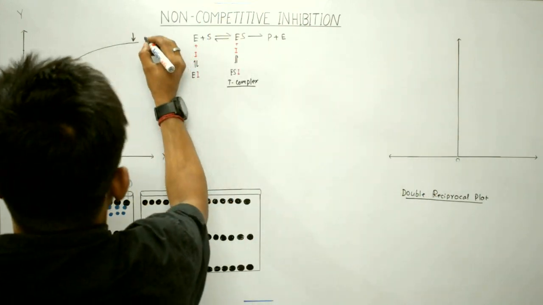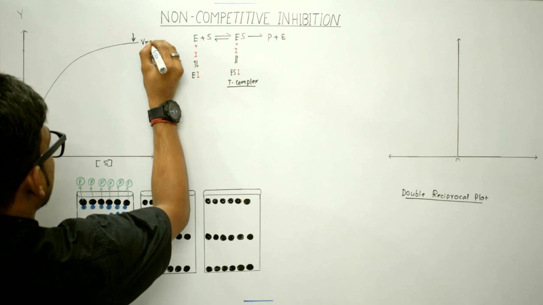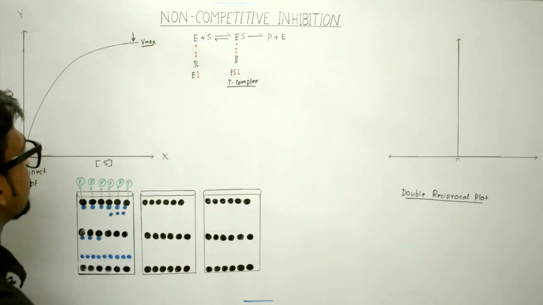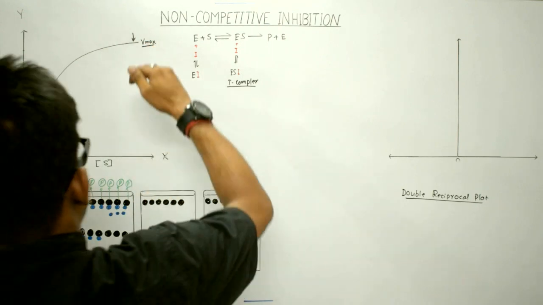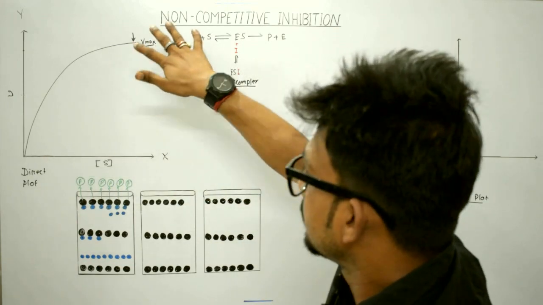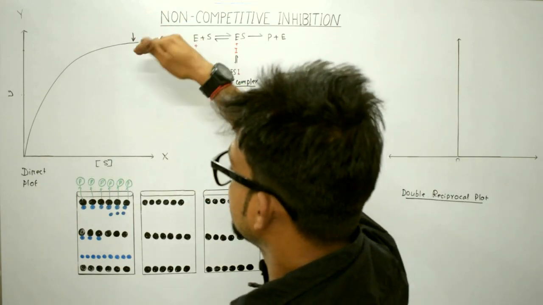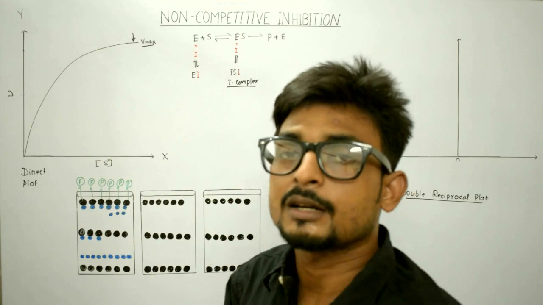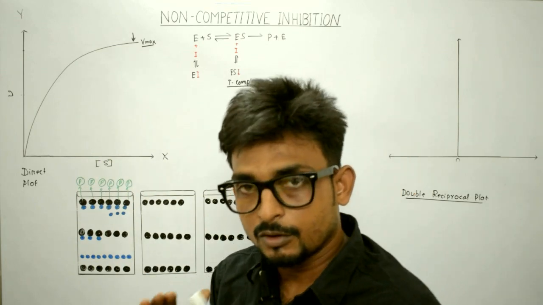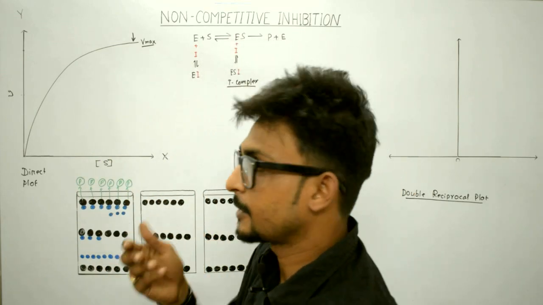This position is known as Vmax, the maximum velocity. Okay, and this graph is the representation where no inhibitor is present, only the normal reaction.